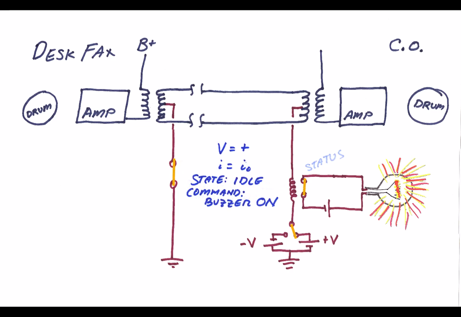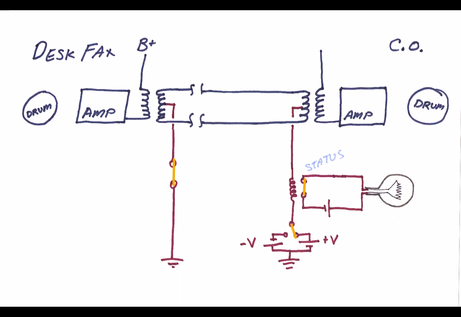But if the central office applies a positive voltage when the Desk Fax is idle, then current will flow and the applied voltage sets off the buzzer in the Desk Fax to get the attention of the client operator. But do that same thing when the Desk Fax has its vacuum tubes already powered up, and no current will flow, indicating to the central office that the Desk Fax is not actually idle and something else is going on.